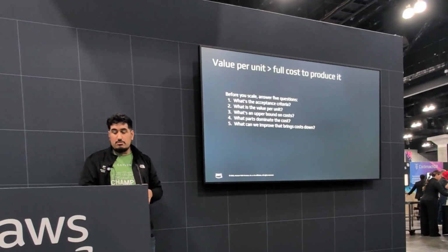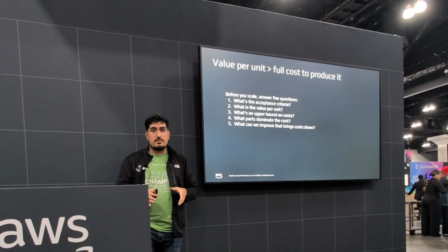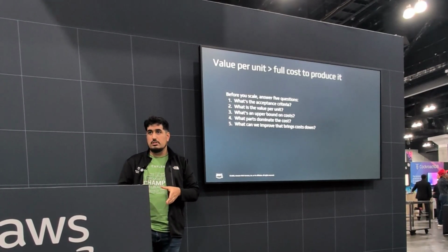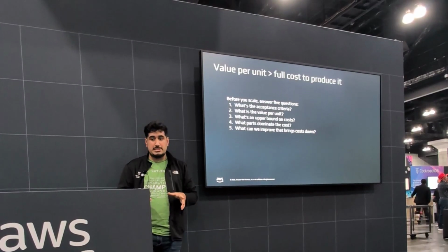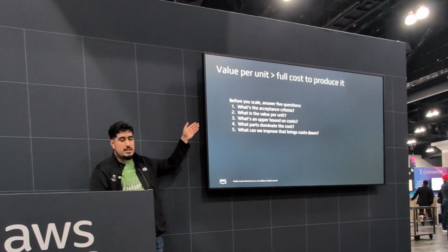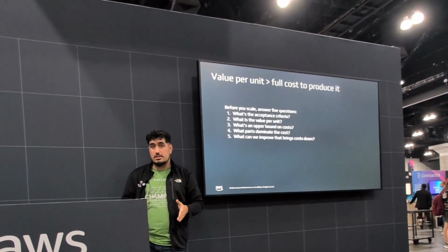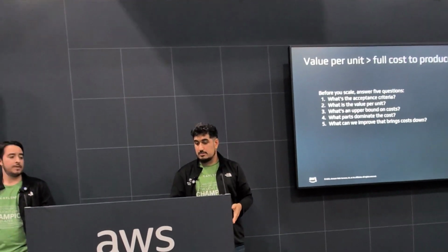So now you know the unit economics of your AI agent. Now we know the cost, the actual cost, and now we know the value. We are at this point in a position to say, yeah, the value per unit is greater than the full cost to produce it. This is a good idea. This is a good agent. This is something that we should scale.